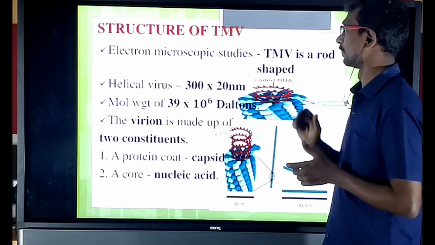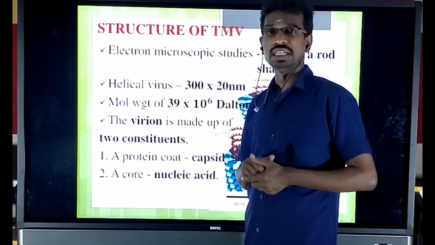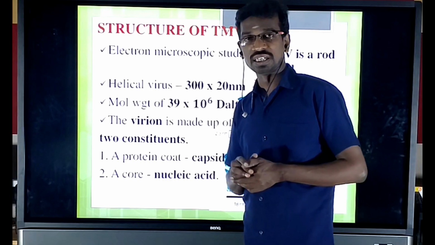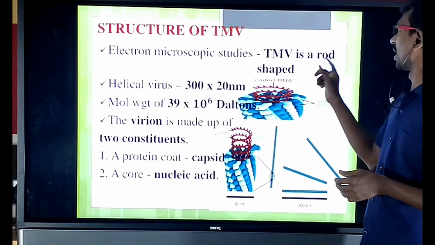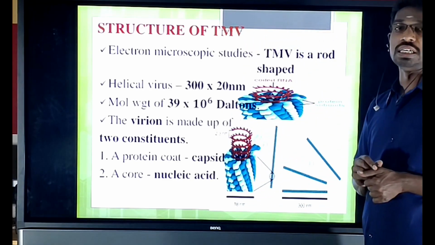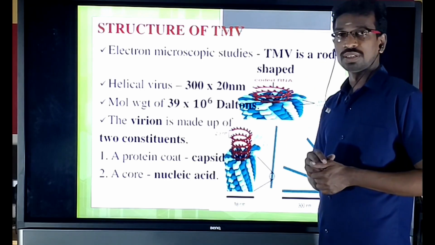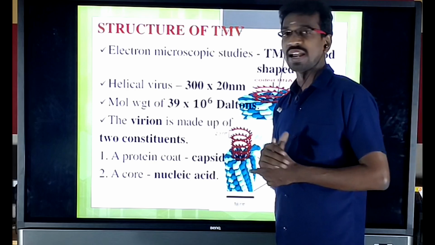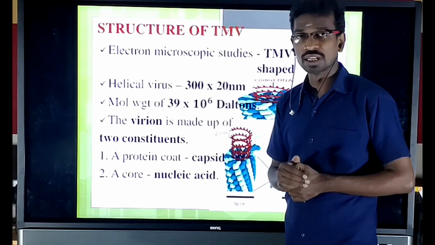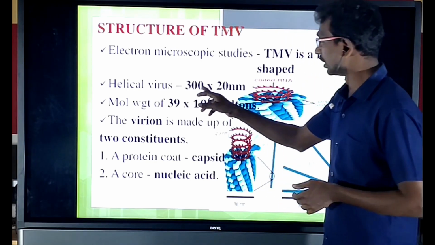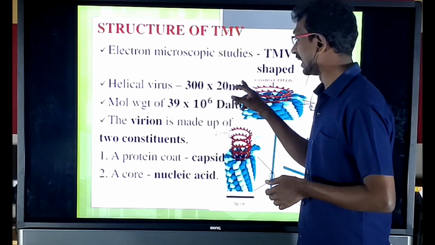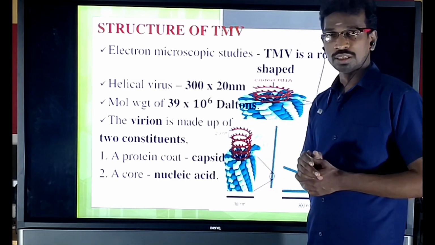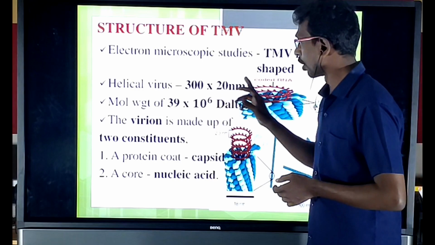Okay. Next is the structure of the TMV. In electron microscopic studies, it looks rod shaped. So what is the shape of the TMV? It is rod shaped with the help of electron microscopic studies. So it is a helical virus, coming under helical symmetry. The size is 300 into 20 nanometer.